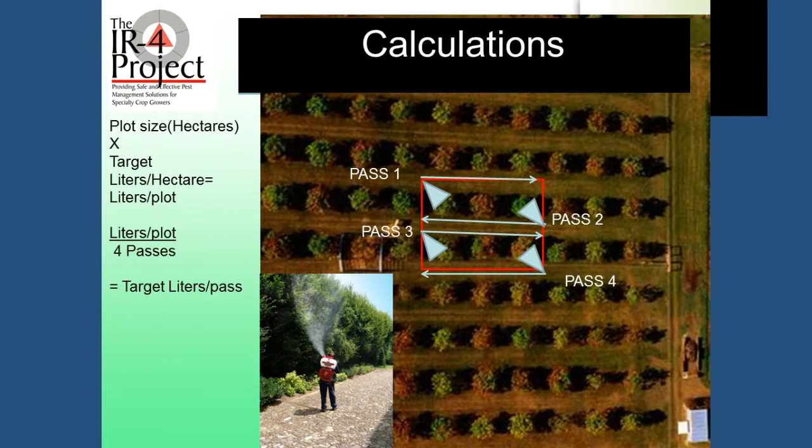So if you have 2 rows, you have to make a total of 4 passes to cover both sides, right? So we already determined our plot size in hectares. We knew how many liters we needed per plot. We know that we have a total of 4 passes, and then we know how many liters we need each pass. Next slide.